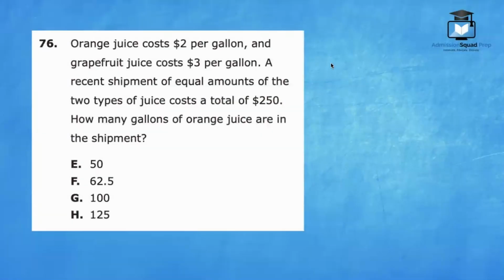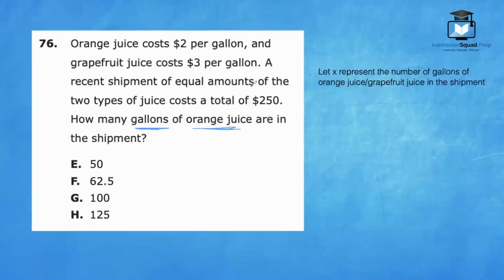Number 76. Orange juice costs $2 per gallon, and grapefruit juice costs $3 per gallon. A recent shipment of equal amounts of the 2 types of juice costs a total of $250. How many gallons of orange juice are in the shipment?